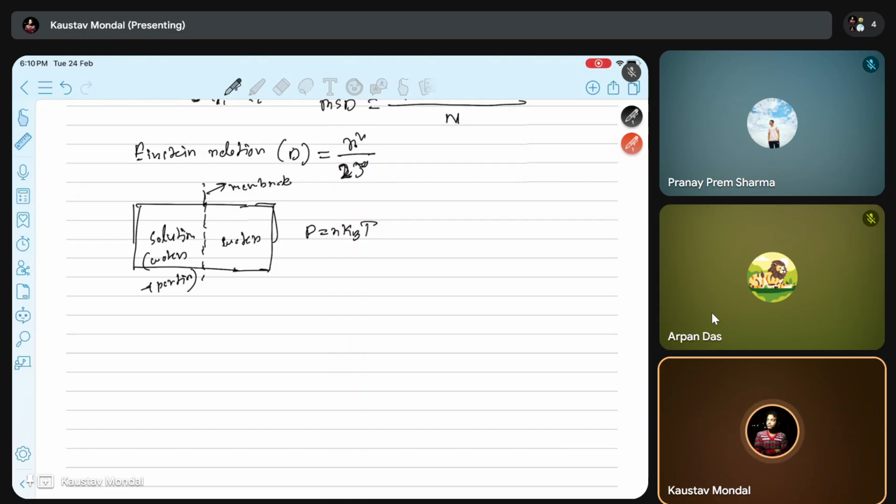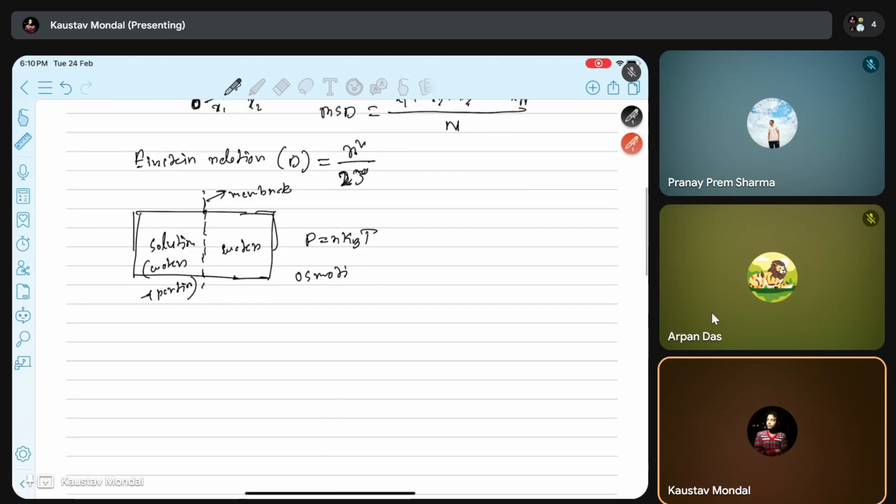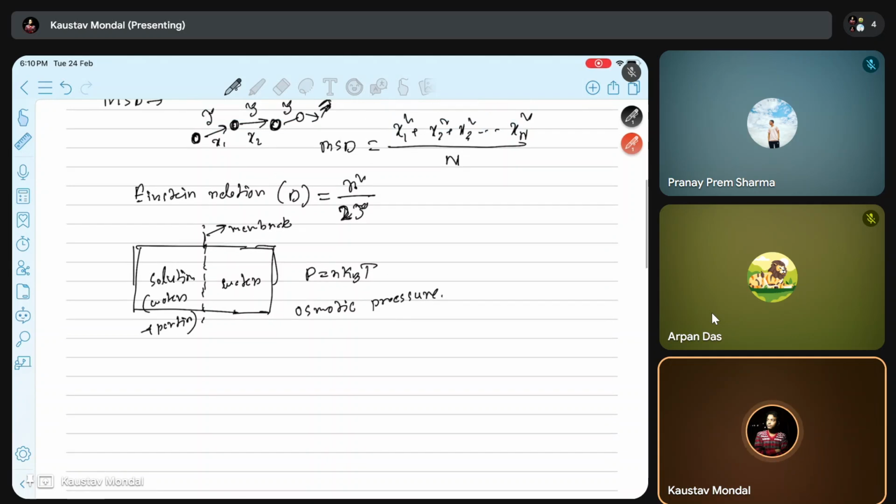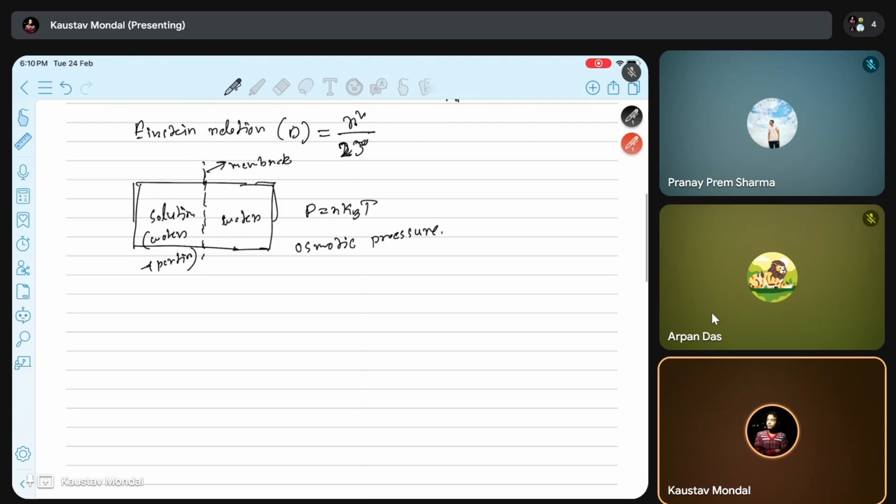And from this concept of osmotic pressure, Einstein also derived the expression of the diffusion constant. That expression is given by D equal to kBT over 6 pi eta R. The major thing here is that R is the radius of the particle. We are considering that the particles are spherical in shape.